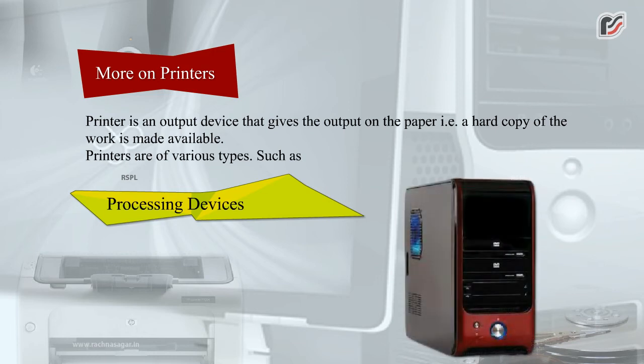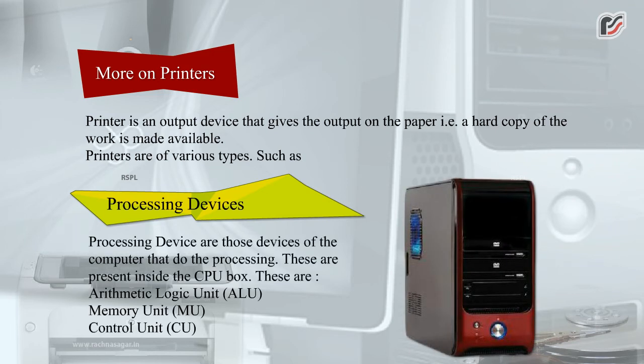Processing devices. Processing devices are those devices of the computer that do the processing. These are present inside the CPU box. These are the arithmetic logic unit (ALU), memory unit (MU), and control unit (CU).